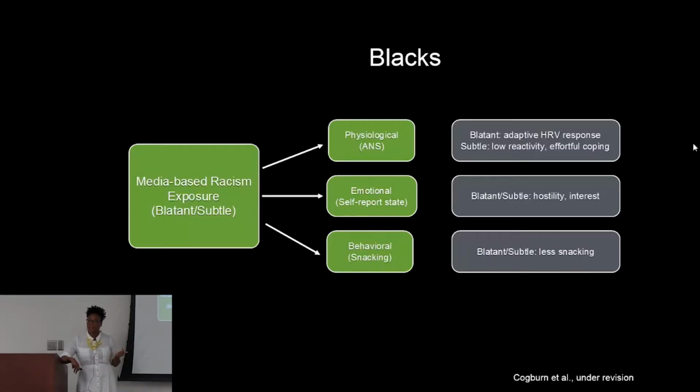When they were exposed to subtle content, however, they had a blunted pattern of heart rate variability. It was a flat line. We didn't see a lot of change, which is generally associated with effortful coping, and certainly not something you want to see when people are being exposed to a stressor. At the emotional level, we saw increased hostility as well as interest among Blacks when they were exposed to either the blatant or subtle condition.